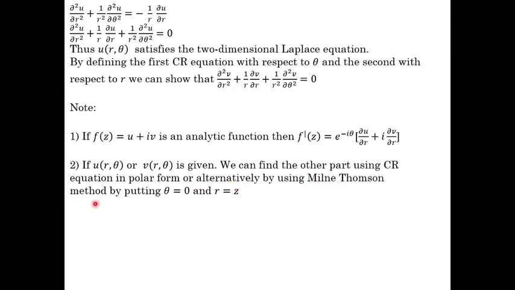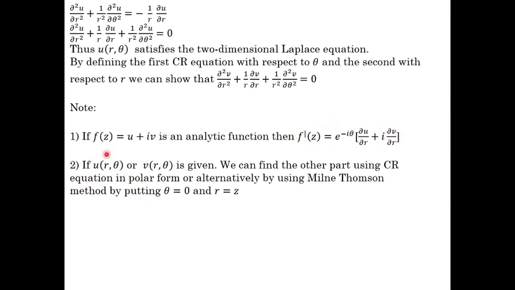What is the Milne-Thomson method in the Cartesian form? In the Cartesian form, x is equal to z and y is equal to 0. Here, in the place of x we take r, so r is equal to z and θ is equal to 0. If f(z) is equal to u plus iv is an analytic function, then the differentiation f'(z) is equal to e^(-iθ) (∂u/∂r plus i ∂v/∂r). This is the differentiation formula.